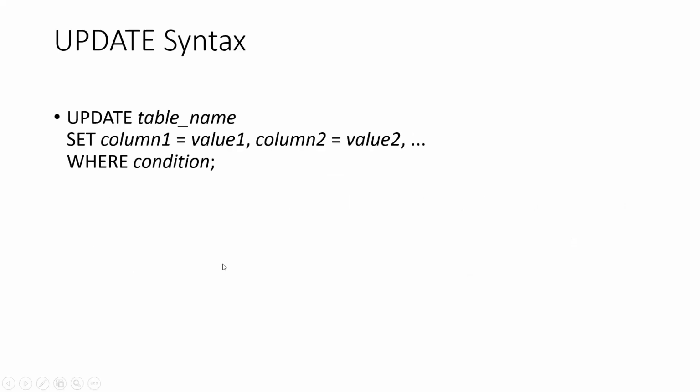Okay. So to update a table, we are using this syntax: update table name, set column one equal to value one, comma, column two equal to value two. Suppose you have to update the mobile number and address for a particular employee. So you use this type of update syntax: update table name, set column one, column two, where condition. Okay, so this is the syntax for the update statement.